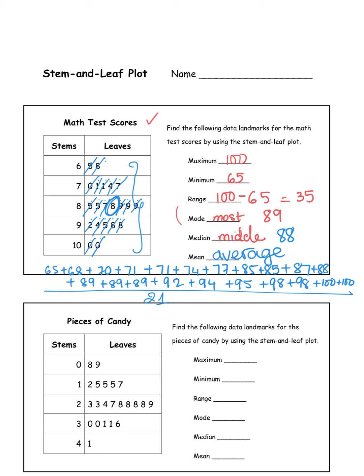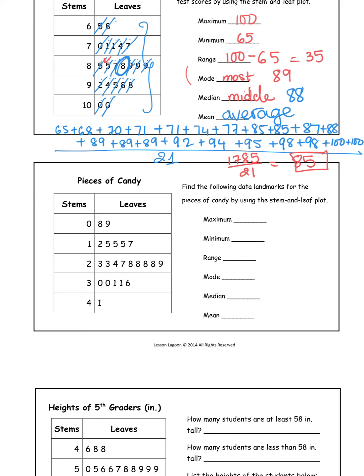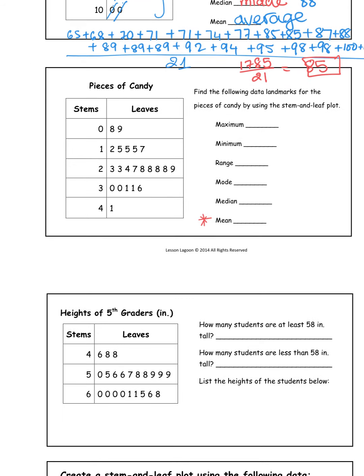So after I add them up, I have 1,785, and I divide it by 21. I will get my average around 85, which makes sense, right? 85 is kind of in the middle. So we good? You're going to complete the pieces of candy on your own. Again, I don't mind you using a calculator to calculate the mean, add them up and divide by how many there are. Okay.